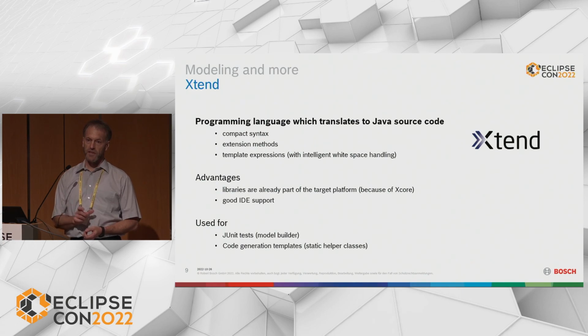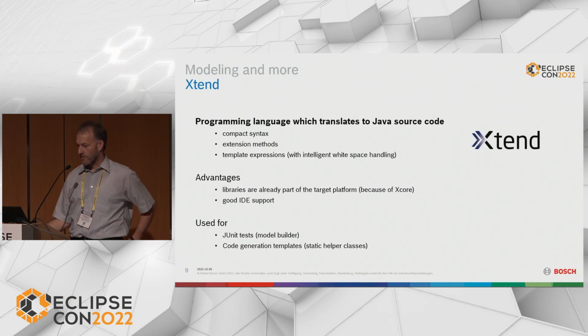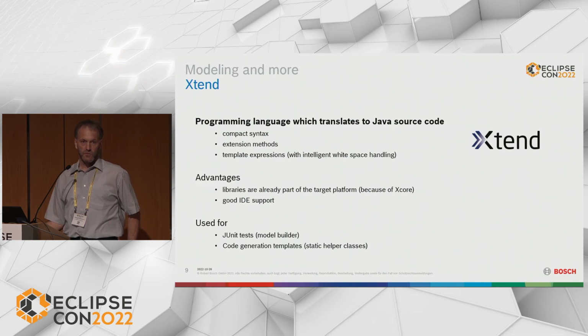So if you have this create method, that means if you call this method again with the same parameters, you will get the result from the former calls. So it's a map and a cached result in the background. That's also helpful here. So in the end, compact syntax, the extension methods are quite helpful. I will show that in the model builders later. And the template expressions with whitespace handling and so on are still very good to use from my point of view.